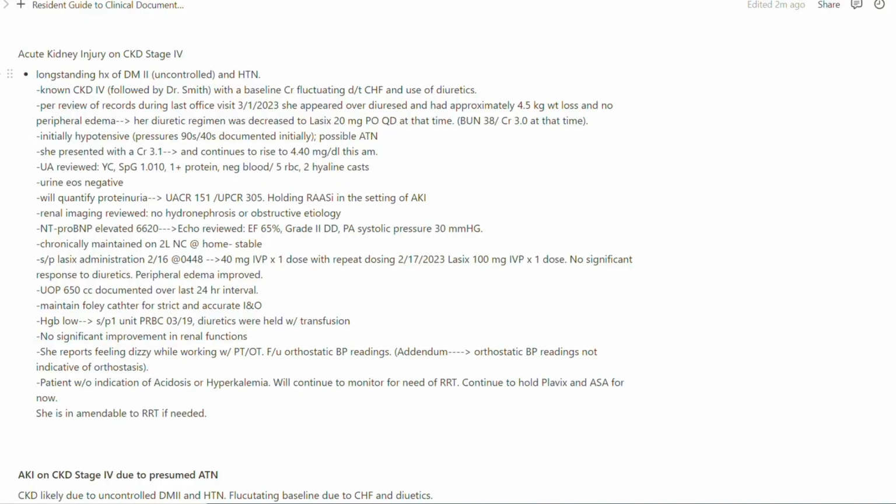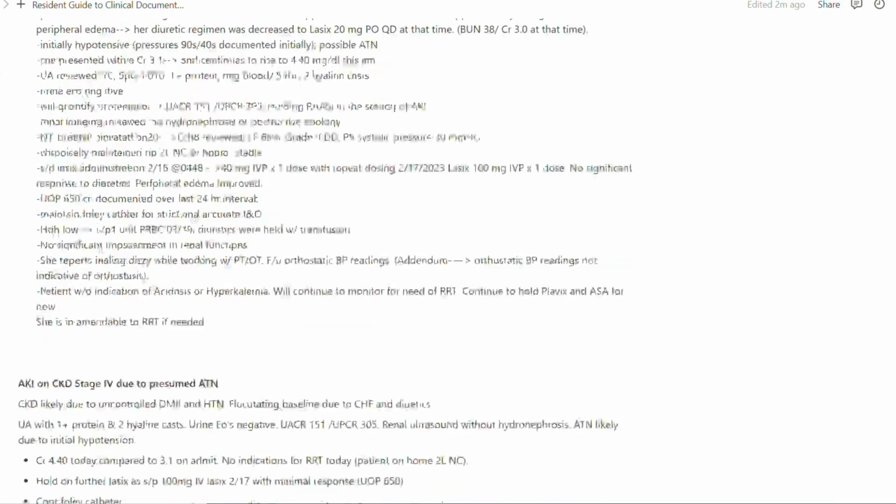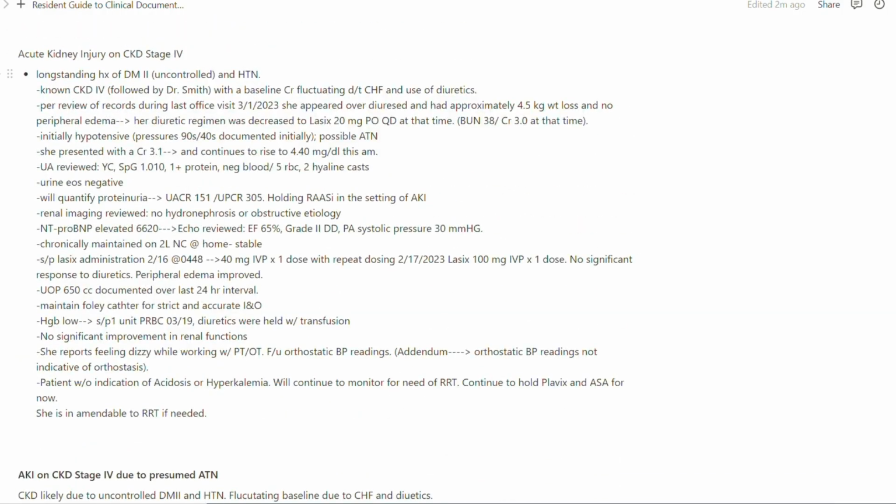Okay, this is our second example here. You can already see just by looking at this, this is a lot to read. This is a lot to update every day. And as a primary team, looking at this is very overwhelming. So let's see how we can simplify this. Let's just go through it line by line.